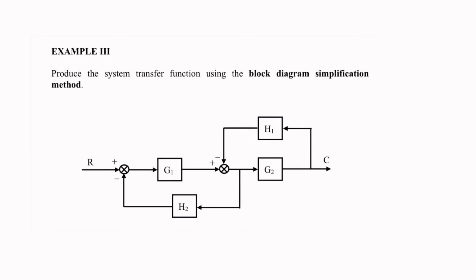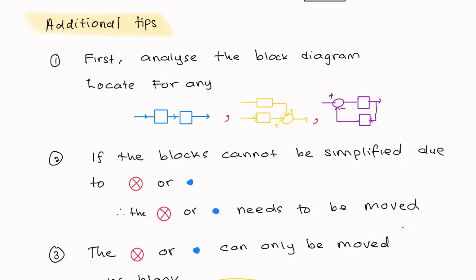Assalamualaikum and hi everyone. In this video, we're going to solve example 3 where we need to produce the system transfer function using the block diagram simplification method. Before we solve the example, let's see some additional tips in using block diagram simplification method.